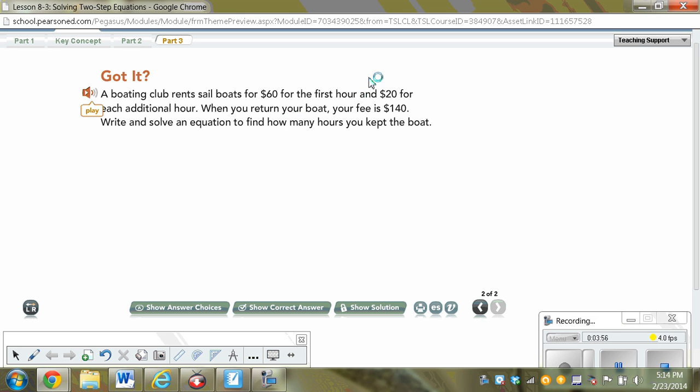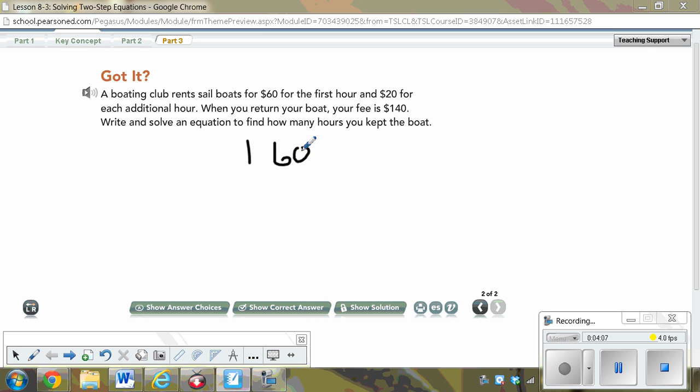We have for 1 hour, it's $60. Anything after that, each extra hour, and I'm just going to abbreviate each extra hour, this is what we know is $20. And we know that when we return the boat, we ended up paying $140. So we know our total. We know our total is $140.